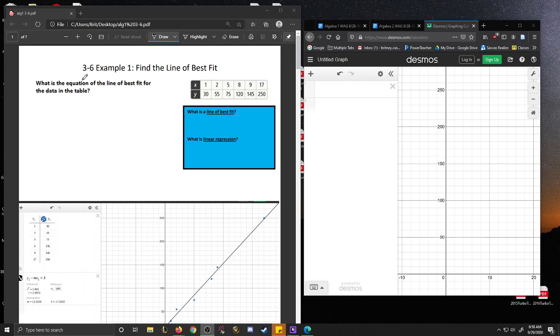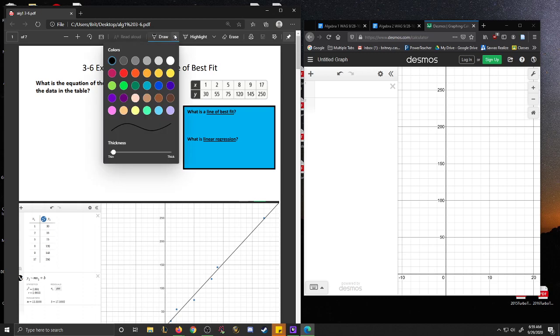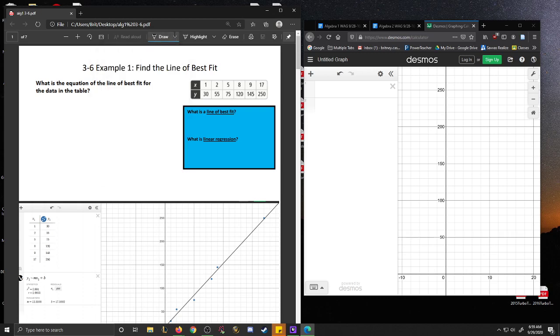In this video, I'm going to be covering example 1 from lesson 3-6 in the SavvasRealize Algebra1 textbook. We are covering what is called finding the line of best fit. So I should probably start by defining that. What is a line of best fit? It is a line that closely matches a scatter plot.